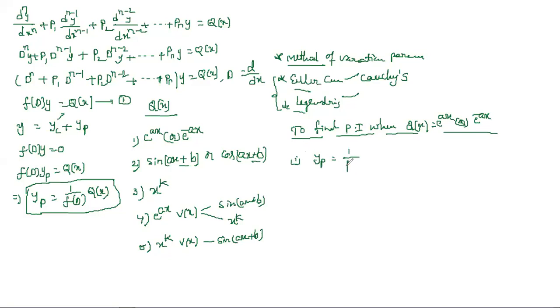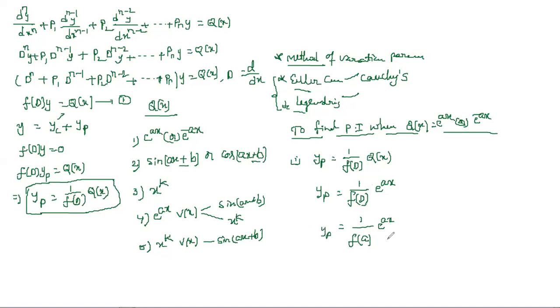Yp is equal to 1 by f of D into Q of x. So this is the formula we are using, right? In that, yp is equal to 1 by f of D into Q of x, where Q of x is nothing but e power ax. So simply what you need to do is substitute a in place of D. Wherever you have D in this polynomial, you substitute a. From where are we getting that a? The x coefficient is nothing but a. That a you need to substitute. Okay, so if you substitute that, then your particular integral is completed.